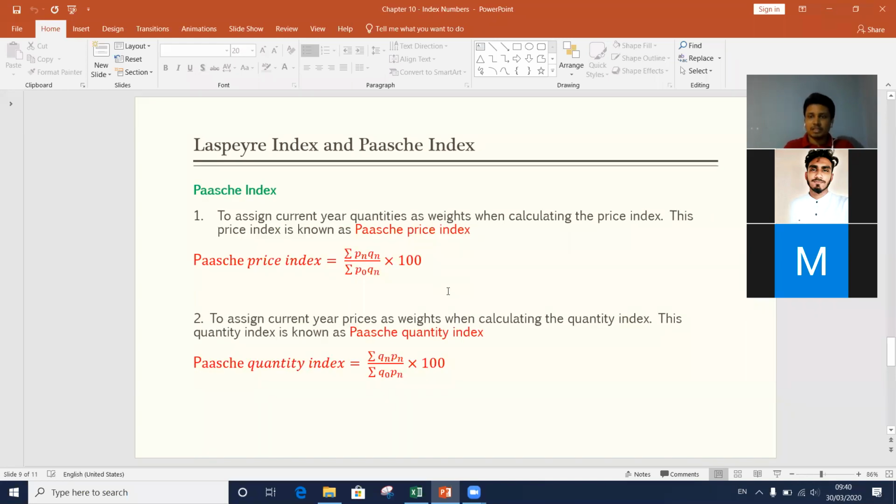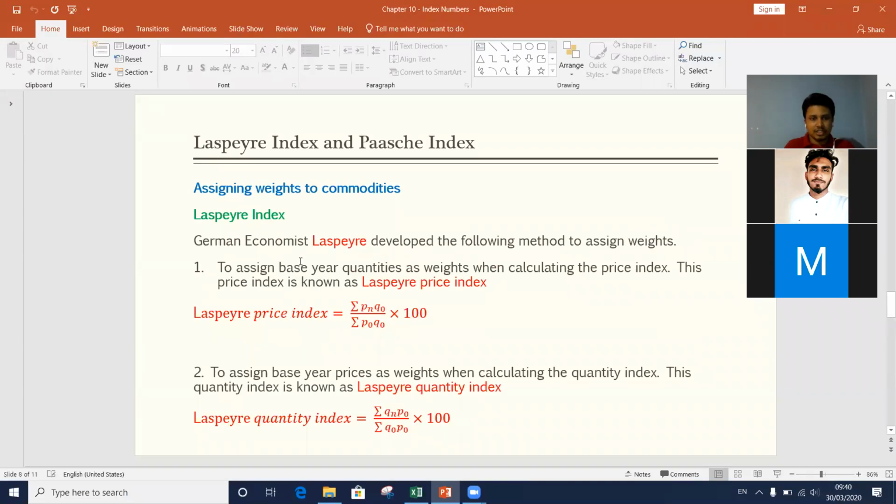Paasche is the other side. Do not consider base year figures; always consider what? Current year figures. For the Laspeyres price index, we calculate with the same formula as before: sigma Pn divided by sigma P naught. Apart from that we have weighted.